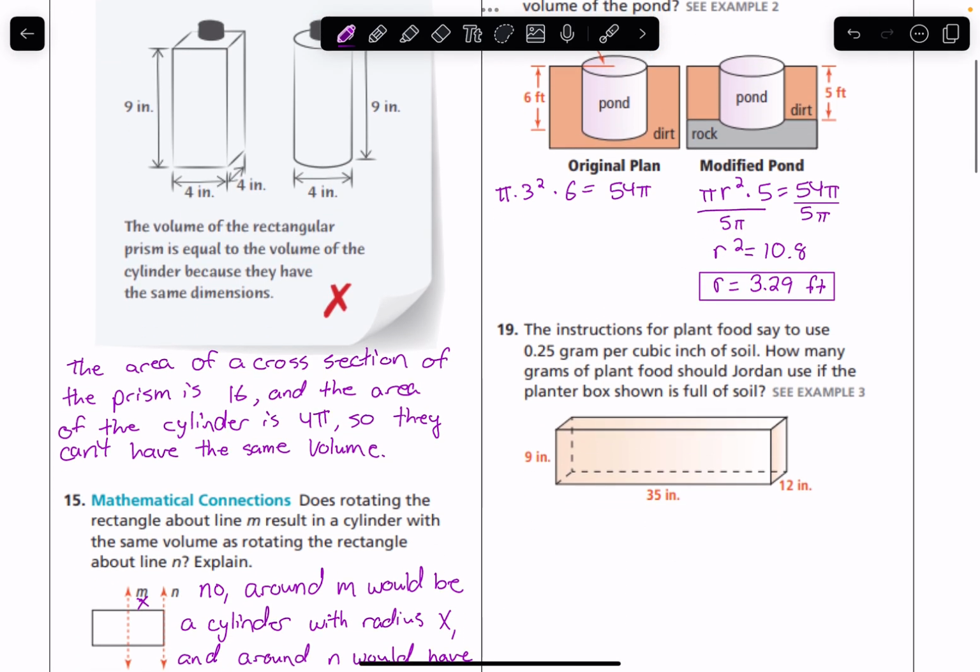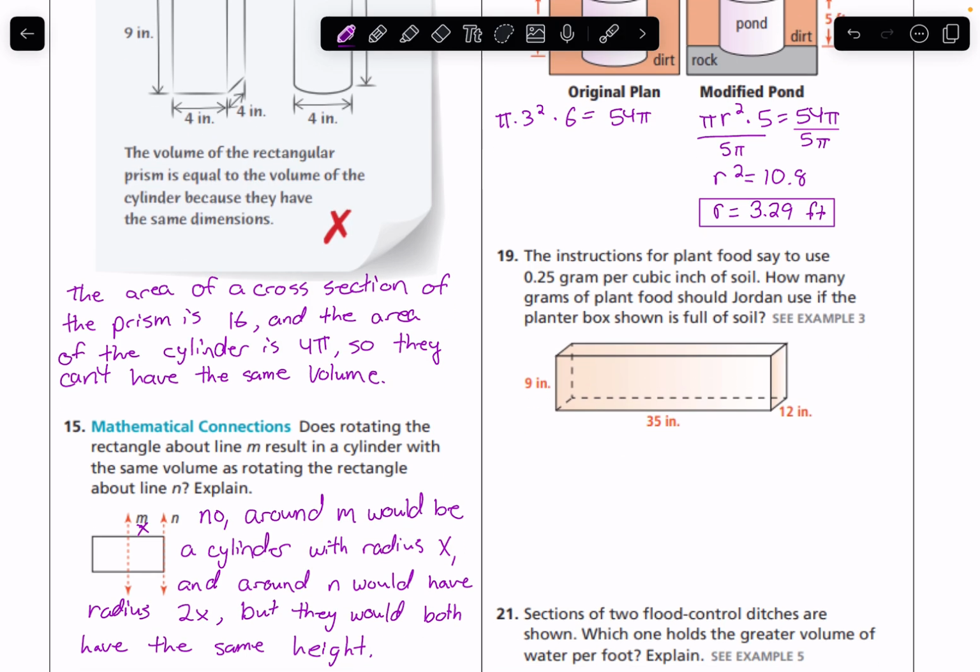Number 19, the instructions for plant food say to use 0.25 grams per cubic inch of soil. How many grams of plant food should Jordan use if the planter box shown is full of soil? That's simple. We're going to multiply to find the volume. 9 times 35 times 12, which is going to give us 3,780. Then we'll take 3,780 and multiply that by 0.25, because it's 0.25 grams per cubic inch of soil. We get 945 grams.